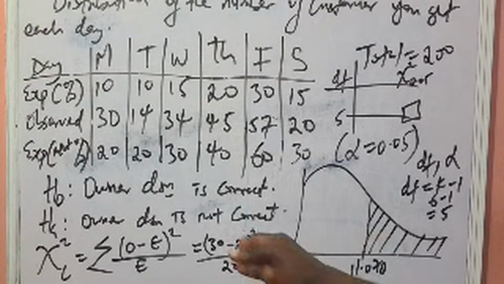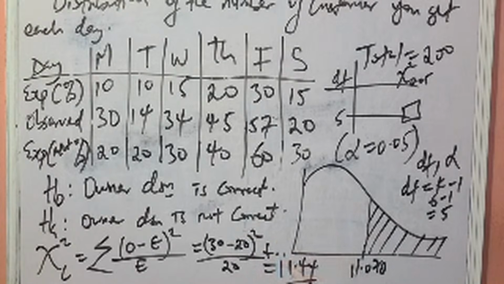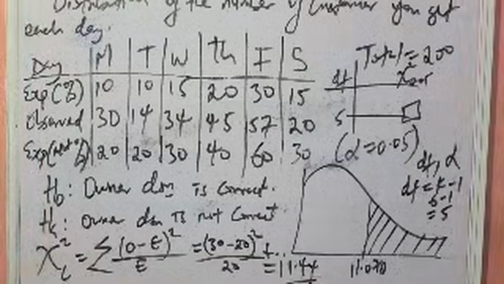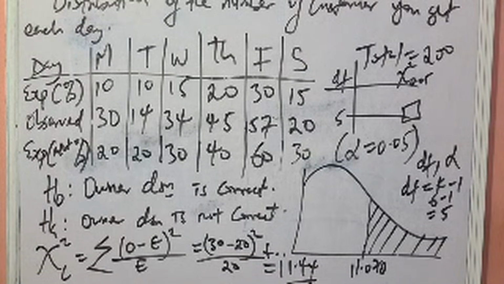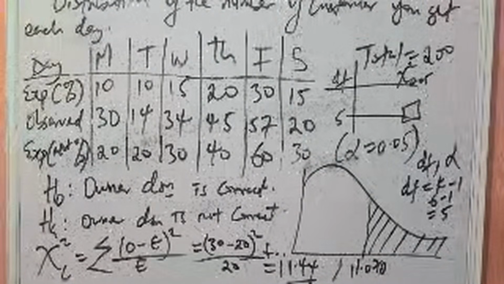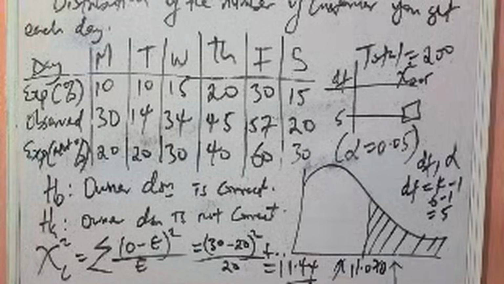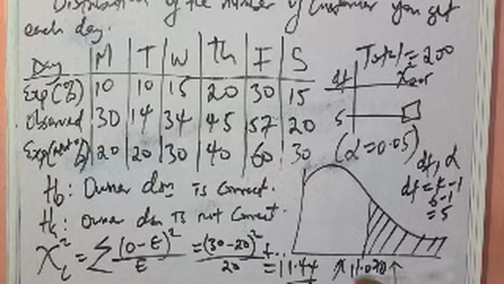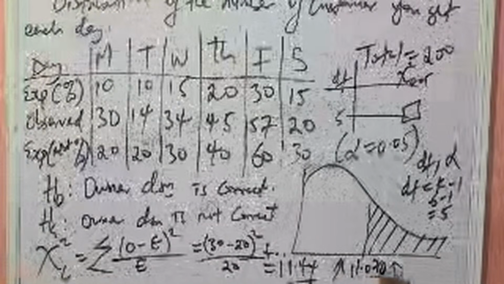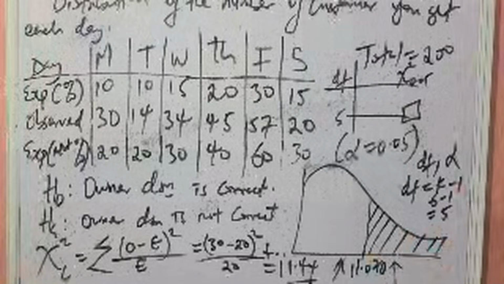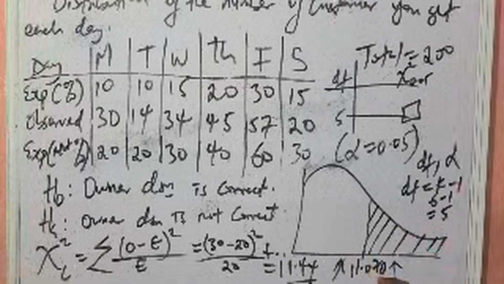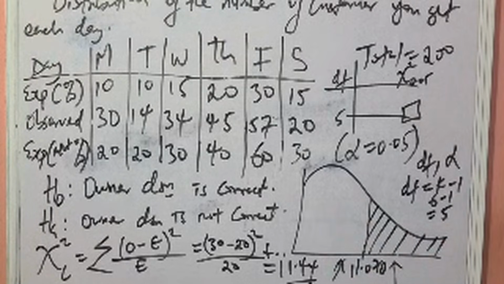Very simple. You go on to find the calculated value, the test statistic. You got it as 11.44. You go back to check this. If I'm using a number line, does 11.44 come before 11.070 or after it? That's the question you have to ask. 11.44 comes after 11.07, meaning it falls within the rejection region, because 11.44 is greater than 11.07. If it was less than 11.070, it would have fallen in the acceptance region.